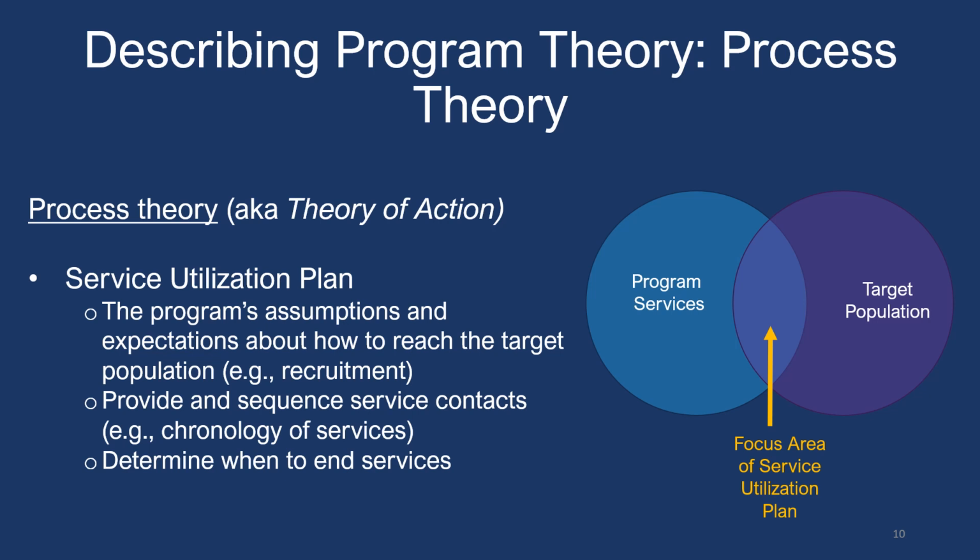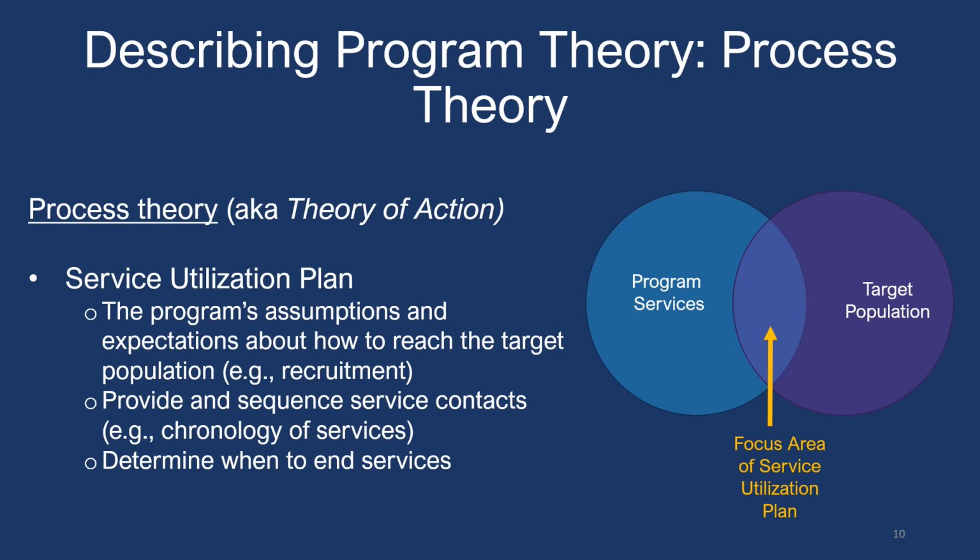Evaluators look at two areas to assess the process theory. The first is the service utilization plan, which includes the program's assumptions and expectations about how to reach the target population, provides and sequences service contacts, so when individuals will be in contact with the program, and it tells it when to conclude the relationship, whenever the services are no longer needed or appropriate. In other words, it specifies how an intended target population receives the intended amount of intervention through the interaction with a program service delivery system.